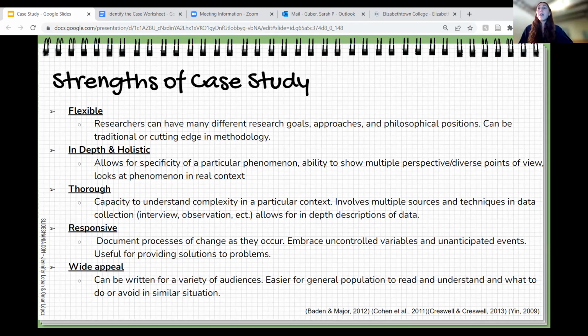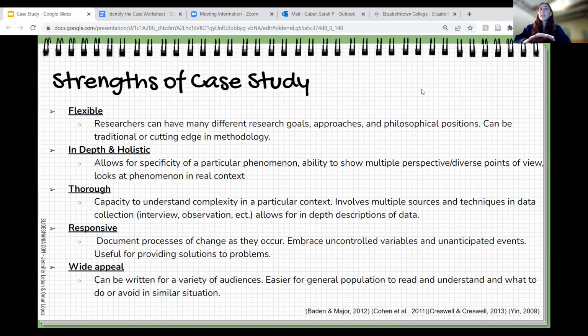Also, case studies have a wide appeal. So case studies can be written for a variety of audiences. More people are likely to understand and be able to follow a case study. Whereas if you receive information from a quantitative study, that might be harder to understand than a case. So they're really easier for the general population to read and understand.